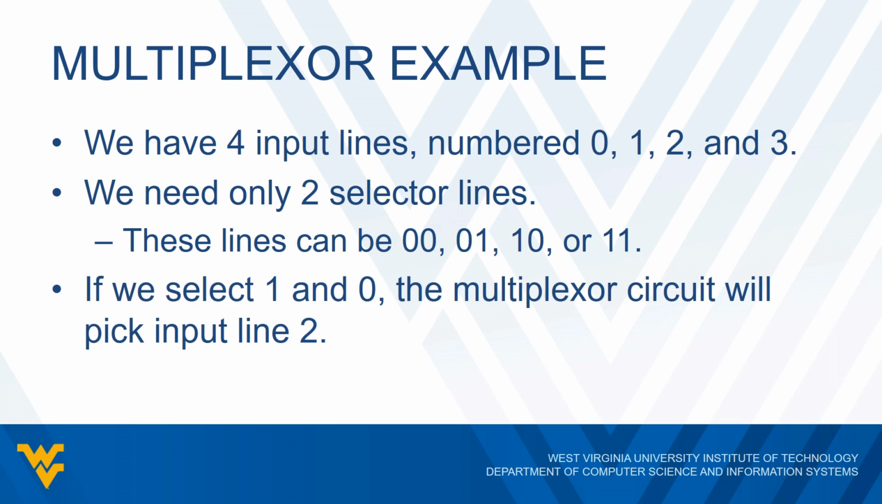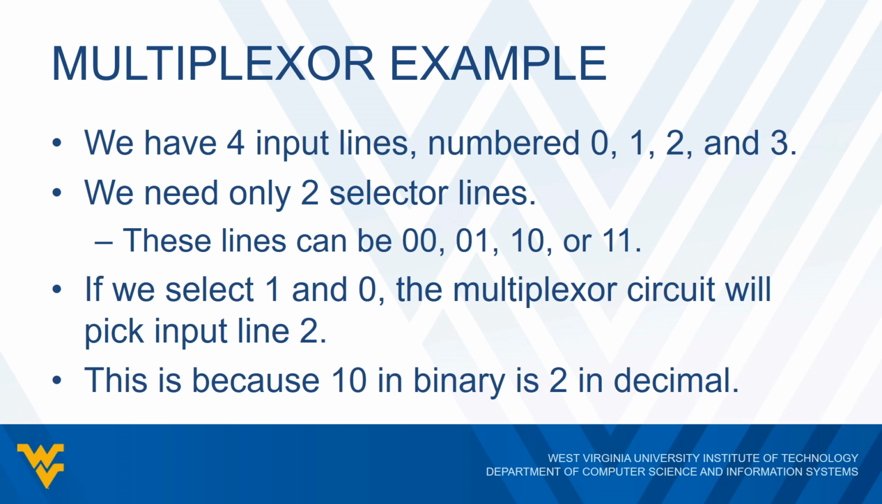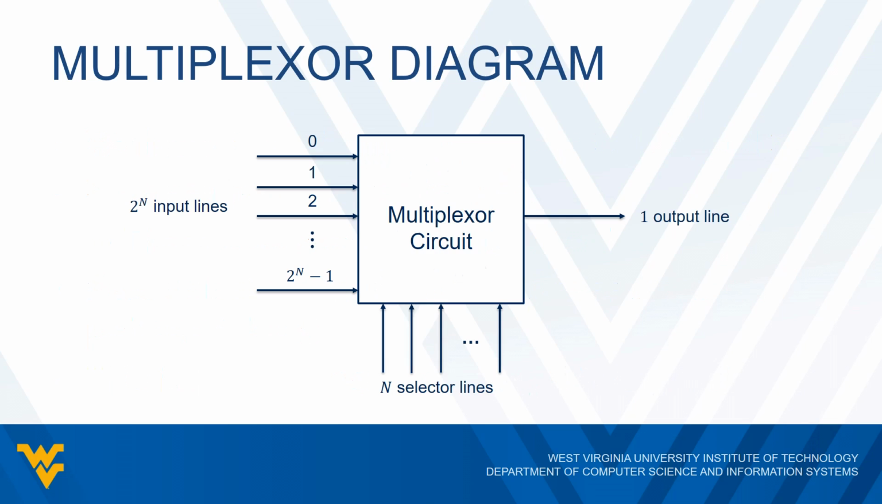So for example, let's say we set the selector lines to 1 and 0. That would mean that the multiplexer circuit would pick input line 2, because 10 in binary is 2 in decimal. So the whole point here is that we set ones and zeros for the selector lines, and based on that combination of ones and zeros, we pick one of the input lines, and whatever value corresponds with that input line is what gets sent as our output.